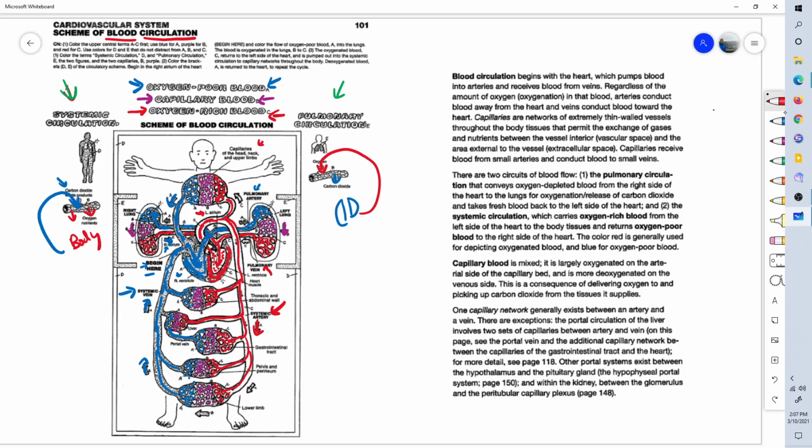And it is pumped back to the left atrium, which squeezes and slams it into the left ventricle. The left ventricle squeezes with its big, massive muscle right here on the left side, out through the aorta, out through the arteries, and once again to all the organs and glands of the body. That is a rough schema of how blood circulates through the body.